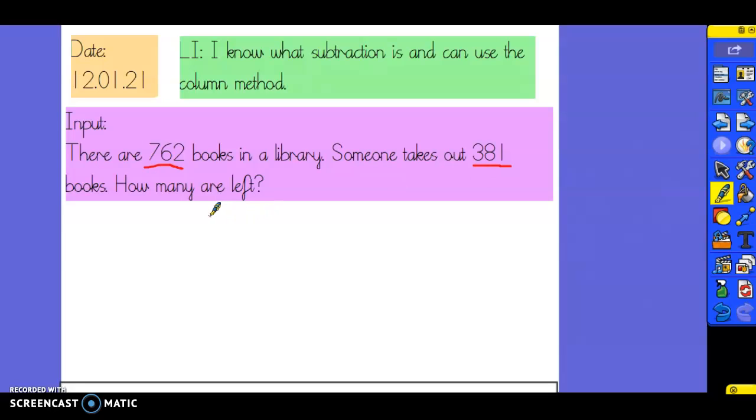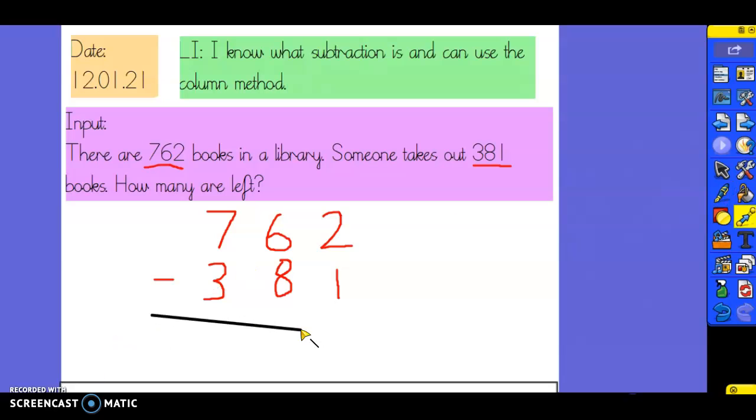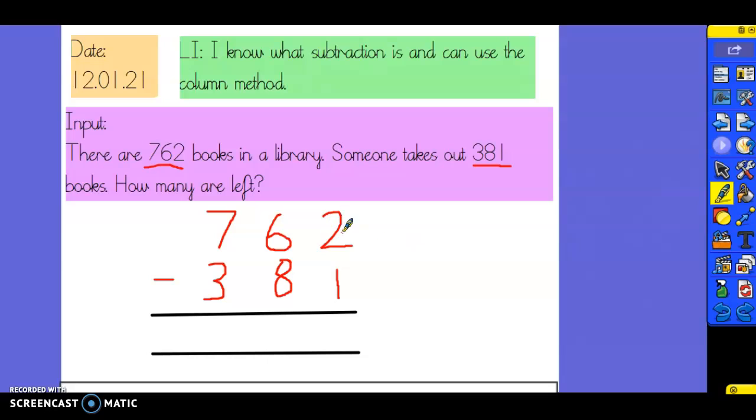So, as always, just like our last question, which number do we start off with? Yes, we start off with the biggest number, which is 762. And we subtract that by 381. Our answer bars to make sure that we've got a total there clear. We start in the ones column. 2 take away 1 gives us the answer of 1.